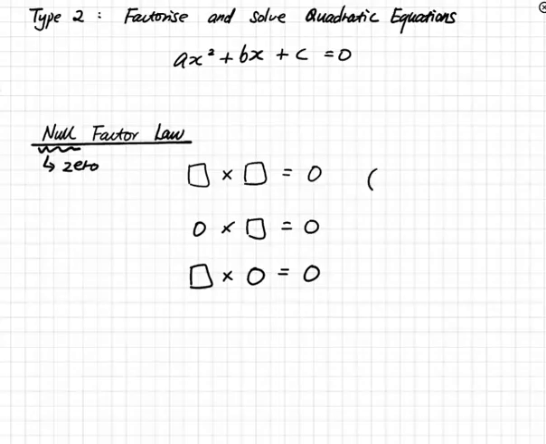So if I have something times something equals 0, I have two possibilities here. Either the first bracket will be 0, or my second bracket equals 0. So we're going to utilize the null factor law to solve quadratic equations.